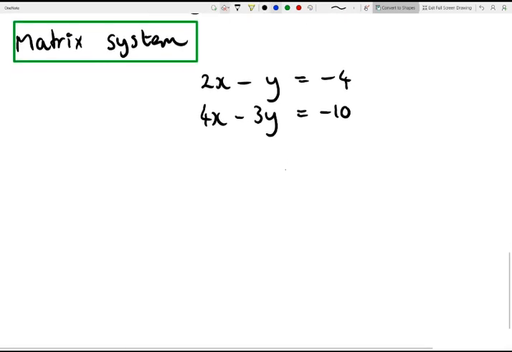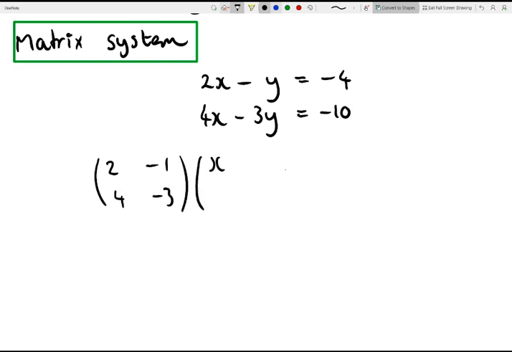First of all, we want to write this in terms of a matrix equation. So we take the coefficients of the left-hand side here and write these as a 2 by 2. So 2, minus 1, 4, minus 3. We multiply this by our solution, x and y, and it's equal to the 2 by 1, minus 4, and minus 10.